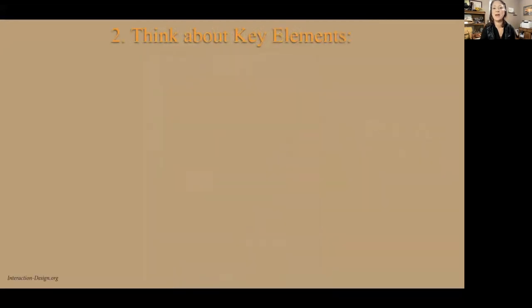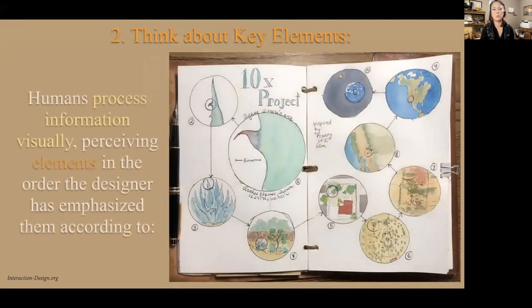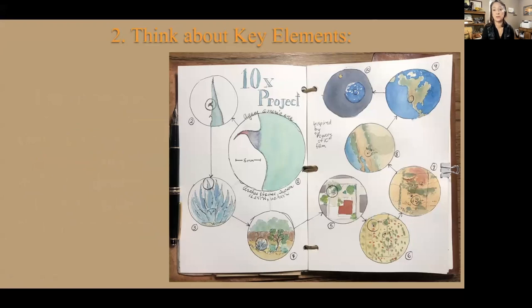Okay. So next, thinking about key elements. Humans process information visually and perceive elements in the order that the designers of a page have emphasized. Let's look at these. These are things you can jot down in the front of your journal as things to think about using as key elements. So, size of objects, of sketches, of your text, headlines or what have you. Color, emphasizing things with color or all one color. Contrast, the opposite, having really dark and really white. Repetition. White space is a powerful tool.